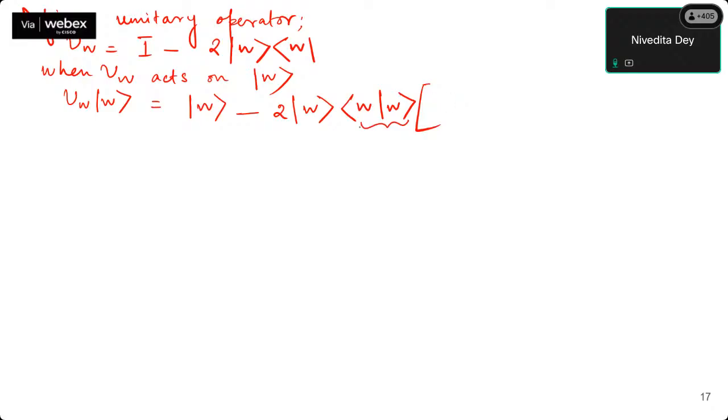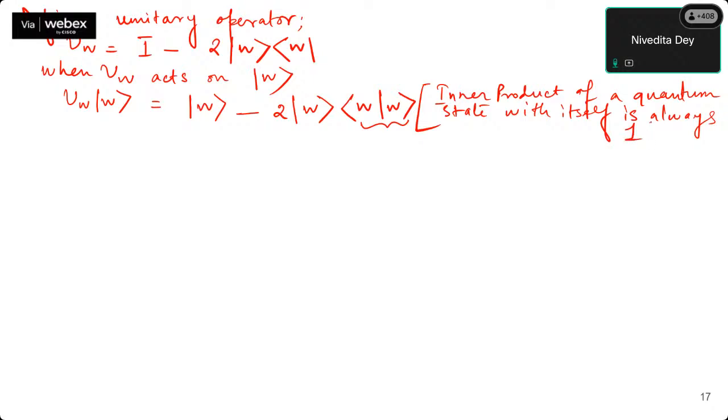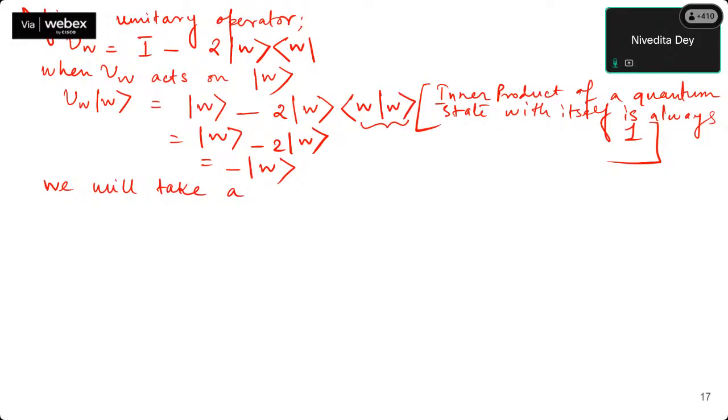It's always 1: the inner product of a quantum state with itself is always 1, as it is orthonormal. So this is |w> minus 2|w>, which is minus |w>. So my first step is achieved. This is the operator that I have defined, only the operator. Now we have to do the entire quantum state for that, where I will be applying this U_w operator, which is a unitary operator. For that, we will take a linear combination of computational basis.